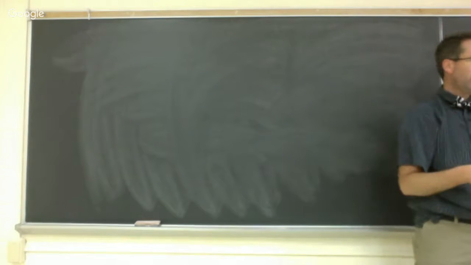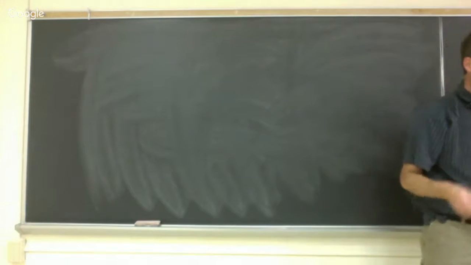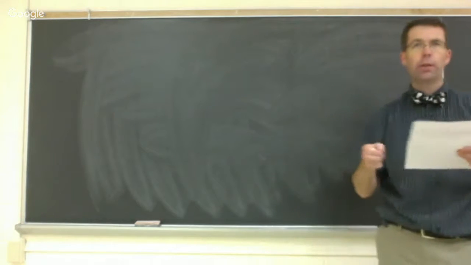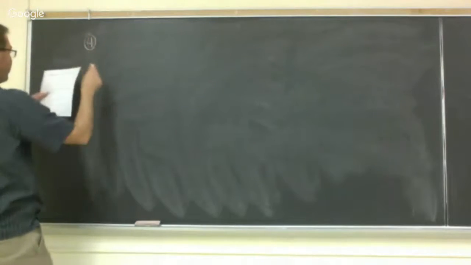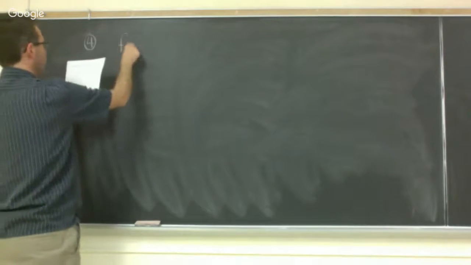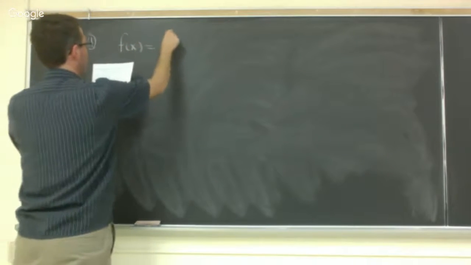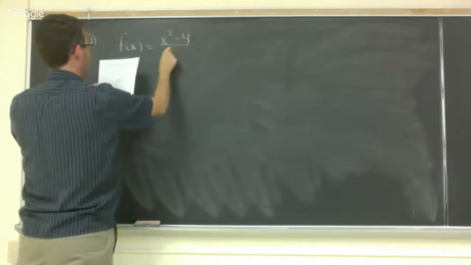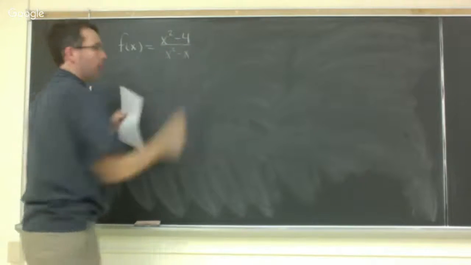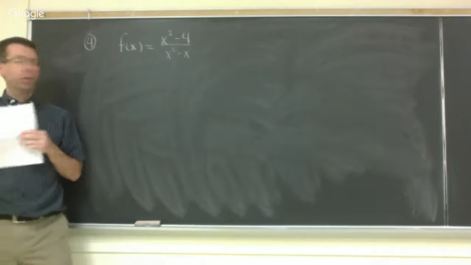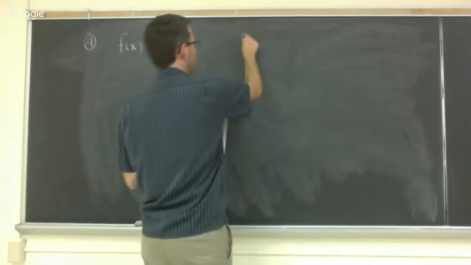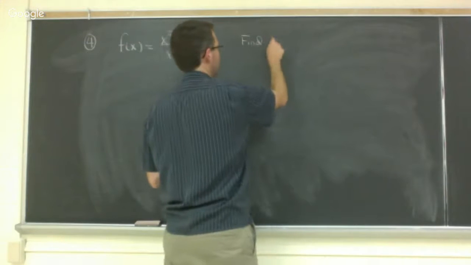Okay, so continuing in exam 1, problem 4, this was looking at a function and finding all of the asymptotes. So in this problem, we've got x squared minus 4 over x squared minus x. We're looking for all of the horizontal and vertical asymptotes.